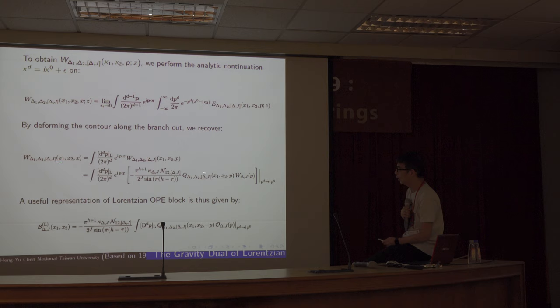So we obtain the following relation. This is the original physical space, sorry, Lorentzian signature, Wightman function, and this is the Fourier transform, and what's given inside the square bracket here. Plug it back in, and that's a representation of the Lorentzian OPE block which we're going to use.